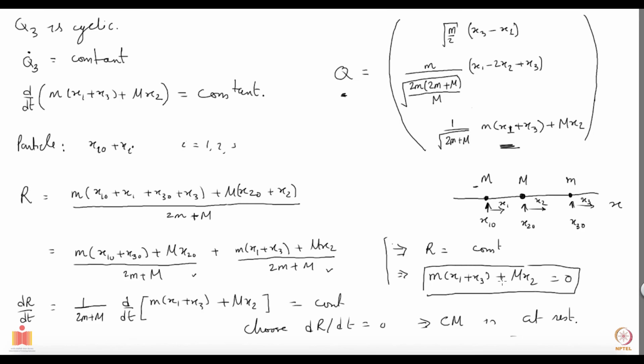Okay, so let's make this substitution in Q, and please show that this is what you get. This is trivial to show. So, exercise: show that upon substituting m x1 plus x3 plus m x2 equal to 0, our normal coordinates become the following.